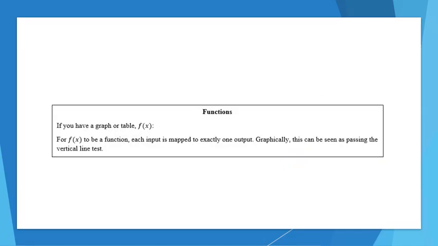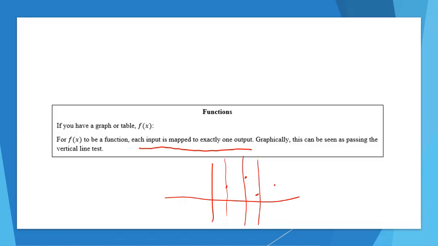Right. Now, for functions, if you have a graph or a table, let's say the function is called f of x just to be easy. For f of x to be a function, remember each input is mapped to exactly one output. Graphically, this can be seen as passing the vertical line test, right? If you have points on a graph here, as long as they pass the vertical line test, they're a function. But as soon as you have 2 points that don't pass the vertical line test, then this is not a function and it breaks the vertical line test.